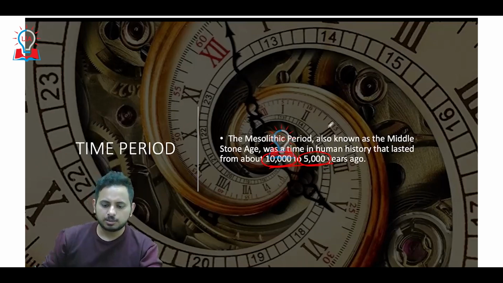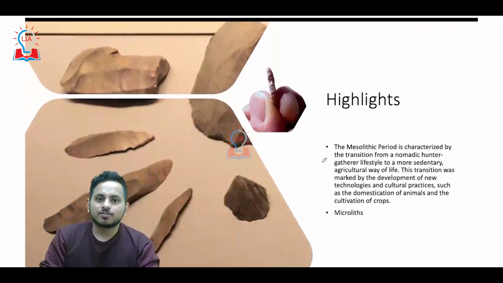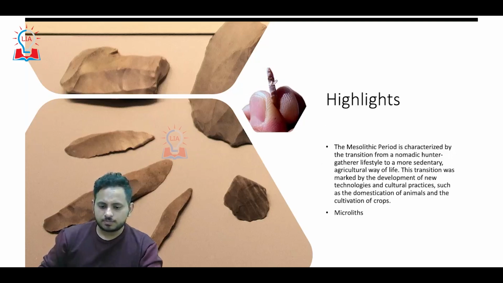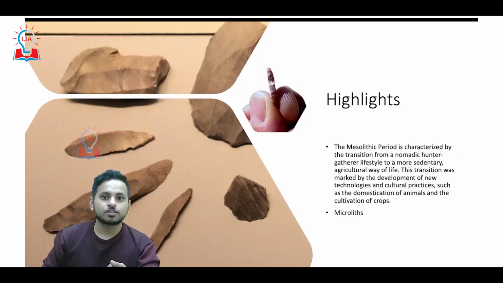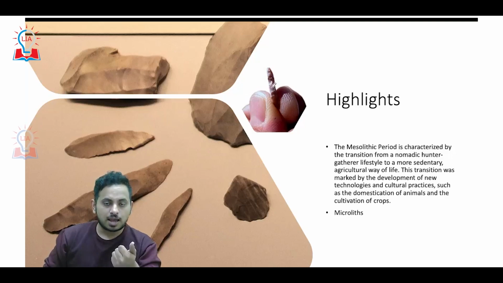So the Mesolithic period stretched between 10,000 years and 5,000 years. Remember this. What are the characteristic features of the Mesolithic period? In the Paleolithic period, we discussed that the tool tradition used the manufacturing of quartzite stone. The Paleolithic man used quartzite stone for making tools, and two important characteristic tools that we have studied are the chopper and the chopping tools.